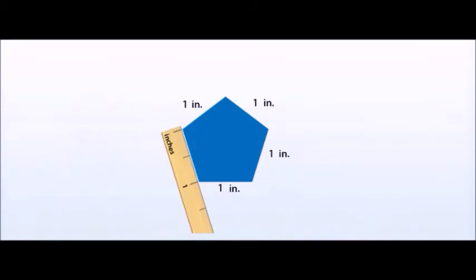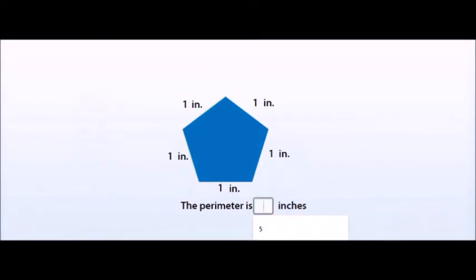How many inches long is the fifth side? The fifth side is also 1 inch long. So what's the perimeter of the Pentagon? Each side of the Pentagon is 1 inch long, so the perimeter of the Pentagon is 5 inches.